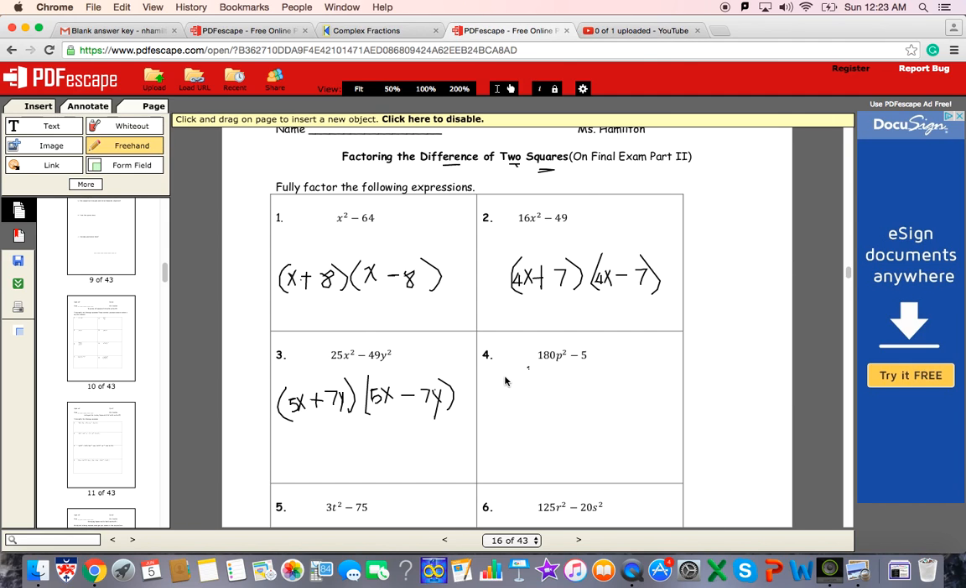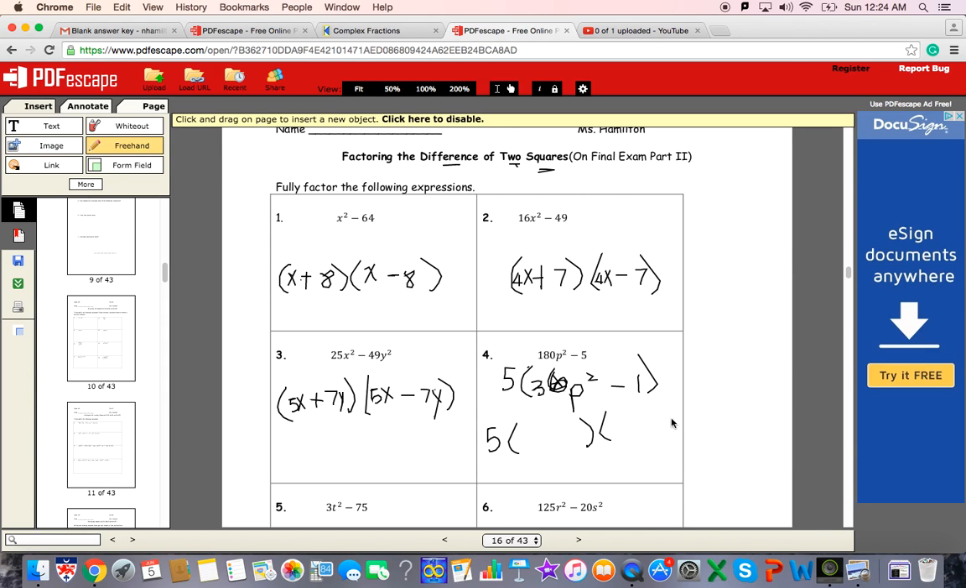So when we factor out the 5, we write that on the outside, and I'm not going to attempt to factor the difference of two squares yet. I'm just dividing everything by 5. So here we have, when we divide this by 5, we get 36p squared minus, divide that by 5, we get 1. And look at the magic that has happened. This is now a perfect square, and so is this. So now we can do difference of two squares.